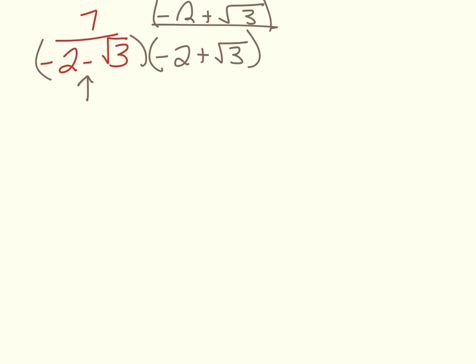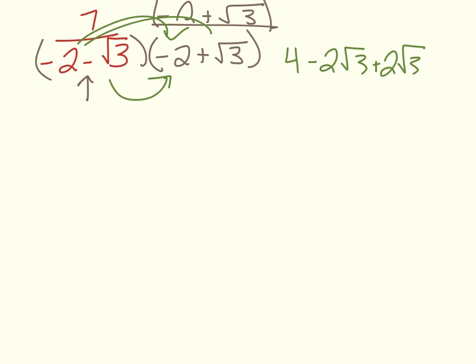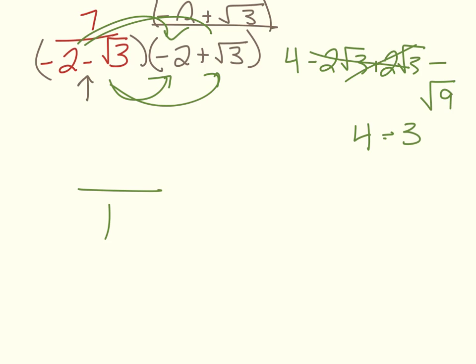So the bottom, when I distribute this, I get 4 minus 2 rad 3. Negative times a negative is plus 2 rad 3 minus the square root of 9. That will cancel, so I have 4 minus 3, which is 1, and that's actually really nice.